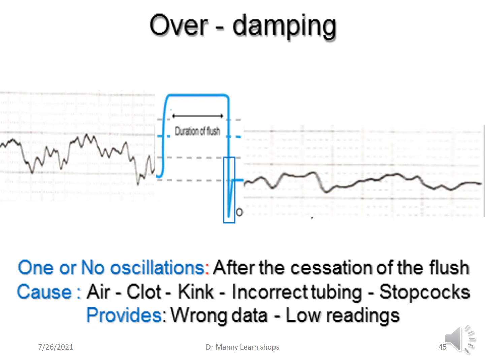Then you can have overdamping, with 1 or no oscillations after the cessation of the flush. The cause could be air, a clot, a kink, incorrect tubing, or stopcocks breaking the line, and this provides wrong data and potentially low readings.